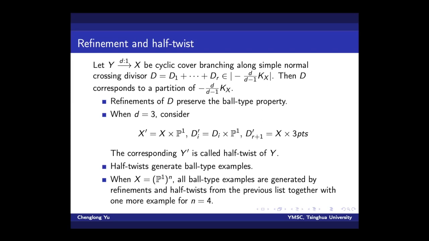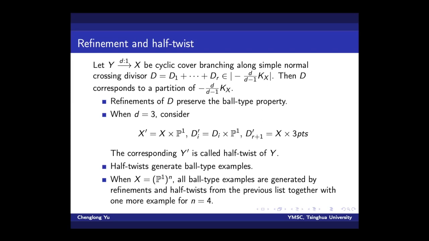Equivalently, you consider the degeneration of those Calabi-Yau varieties with ball type moduli, then you can find that if your degeneration still preserves this simple normal crossing divisor structure, then you usually go to a sub-ball in the original complex hyperbolic ball. So when d equals 3, that's exactly the case we consider when the base is a product of projective lines. Then we can also have another construction called half twist. So what's a half twist?